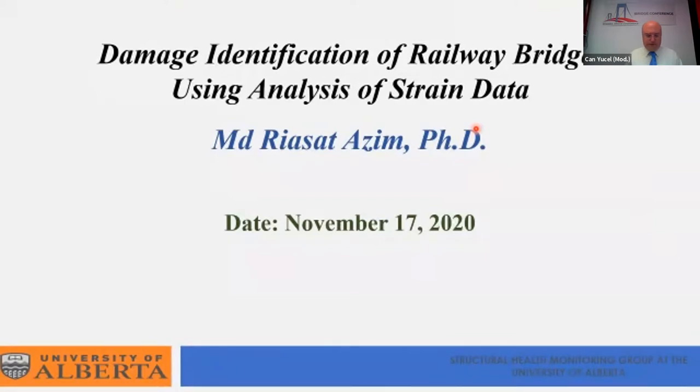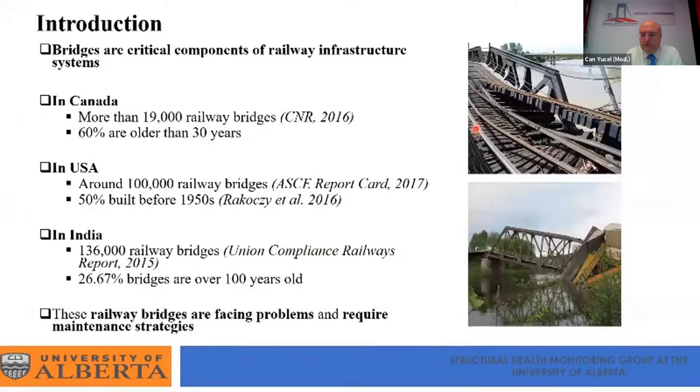Today, I will be talking about damage identification of railway bridges using analysis of strain data. Railway bridges are a critical component of any railway infrastructure system. Based on data from various parts of the world, for example Canada, USA, India, we can see the majority of the bridges are getting old or very old, and some of them have even exceeded their design lifespan. In addition to aging-related issues, these railway bridges are facing various other problems, and therefore they require specific maintenance strategies.